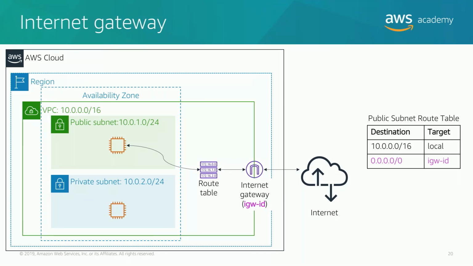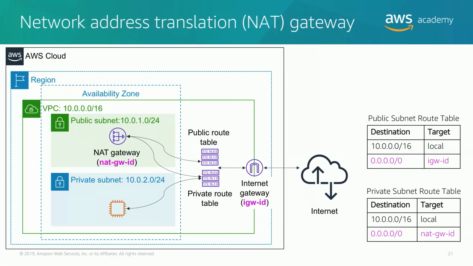To make a subnet public, you attach an internet gateway to your VPC and add a route entry to the route table associated with the subnet. A network address translation, or NAT gateway, enables instances in a private subnet to connect to the internet or other AWS services, but it prevents the public internet from initiating a connection with those instances. To create a NAT gateway, you must specify the public subnet in which the NAT gateway should live. You must also specify an elastic IP address to associate with the NAT gateway when you create it.